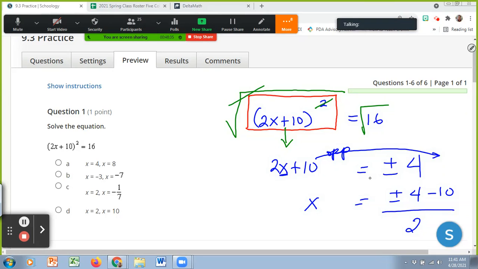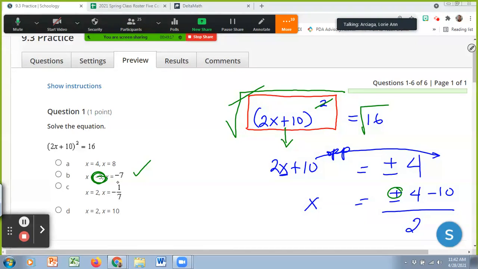Okay, so now we have to get the answer separately. First, use the positive. Now follow along. What is positive 4 minus 10? Negative 6. And then divide that by 2. 3 or negative 3? Negative 3. And you know there's only one answer with that negative 3 right there. Yeah? So this is the correct answer.